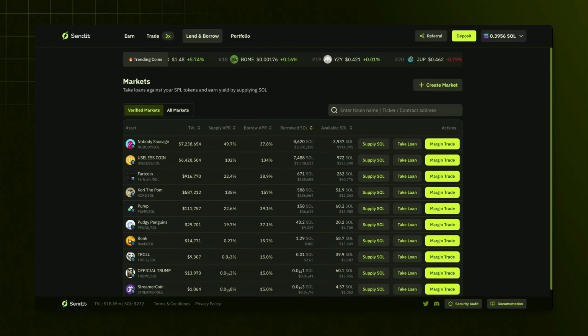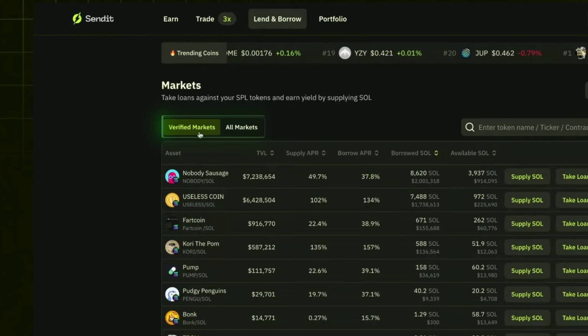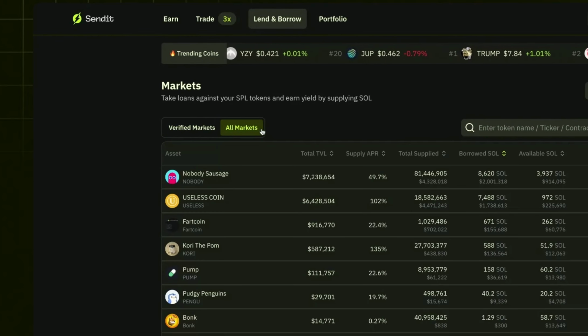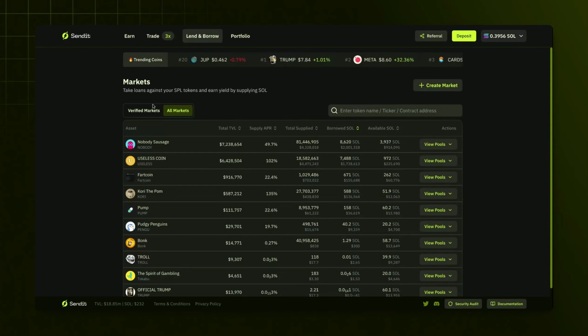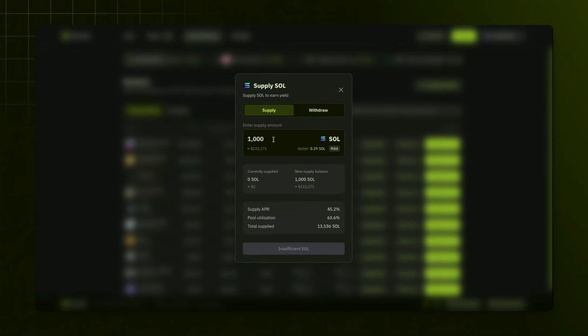We offer 2 types of markets: verified markets, where the price oracle is reviewed and verified, and all markets, where anyone can list a market with any oracle. When interacting with a market, you have 3 options. The first is to supply Solana, depositing Solana liquidity into the pool to earn the supply APR.